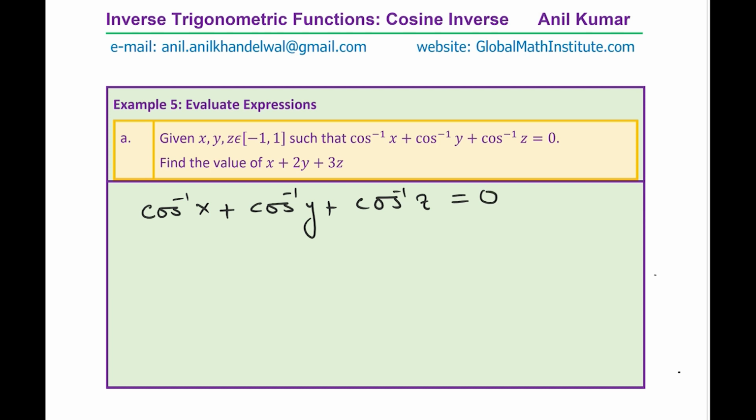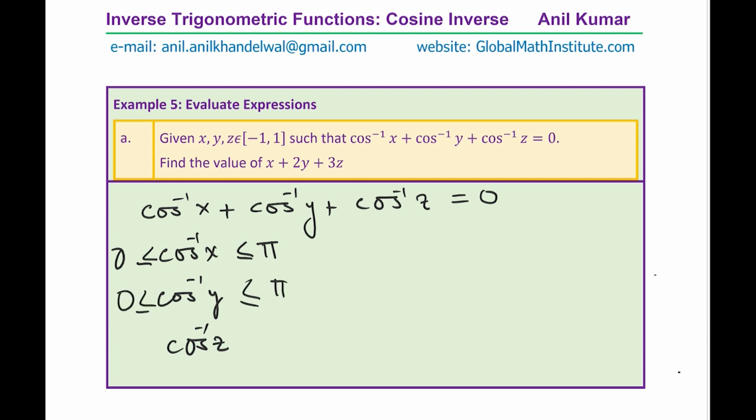Now, since we are given that x, y, z are between minus 1 and 1, we know that cos inverse of x should be between what? It has to be between 0 and pi, right? That is how the inverse function is defined. Now, this is true for cos inverse of y and cos inverse of z also, right? So all of them are between 0 and pi. Is that clear to you? So the minimum value is 0, and all are positive values.